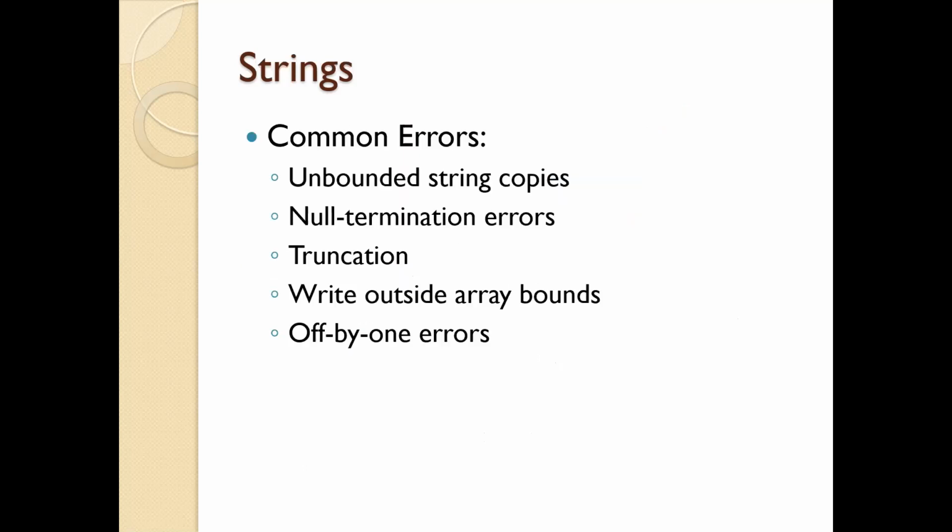Here we're going to look at some common errors that you make when you have these types of buffers, and that's what we will explore in the rest of these slides. Common errors are unbounded string copies. That was the main idea with the buffer overflow. We're taking something that's really long and copying it into a smaller space. So it's unbounded. We're doing a copy, but we're not checking the size, and that's a problem.